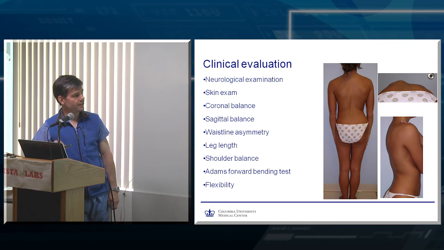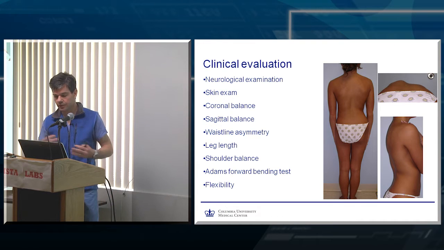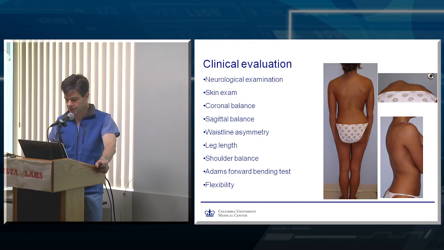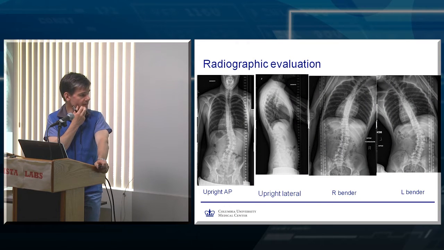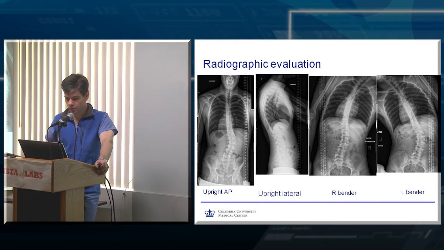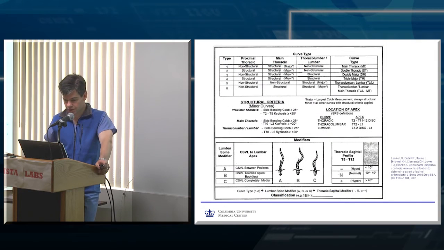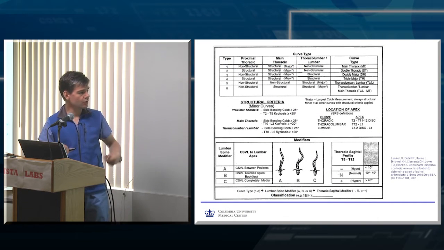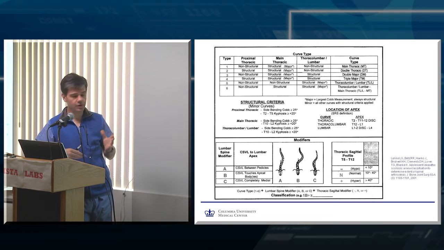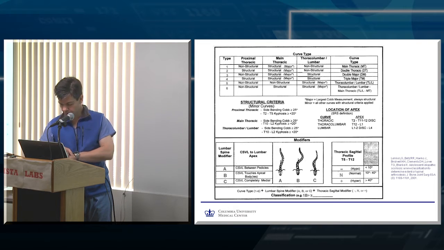And then the Adams forward bending test to look at the posterior clinical deformity element, the rib hump, or the thoracolumbar prominence. And then finally the flexibility: lay the patient down, push on them, get a sense of how flexible the curve is, have them bend side to side, and then do the full radiographic workup that we talked about. We also discussed the Lenke classification. So as we move out of the realm of non-operative treatment and into operative treatment, that's where the Lenke classification becomes important.